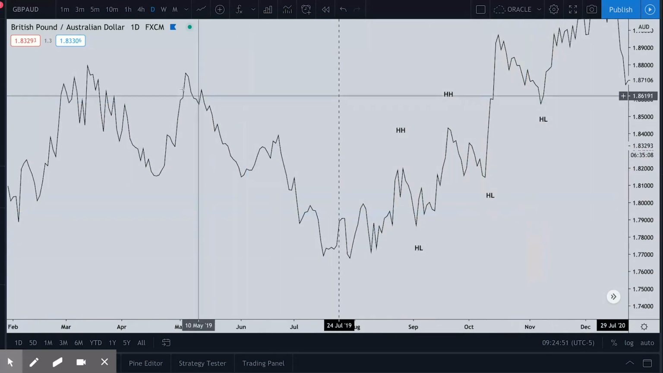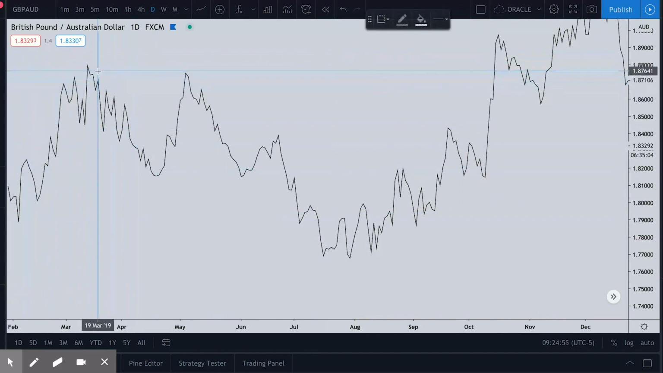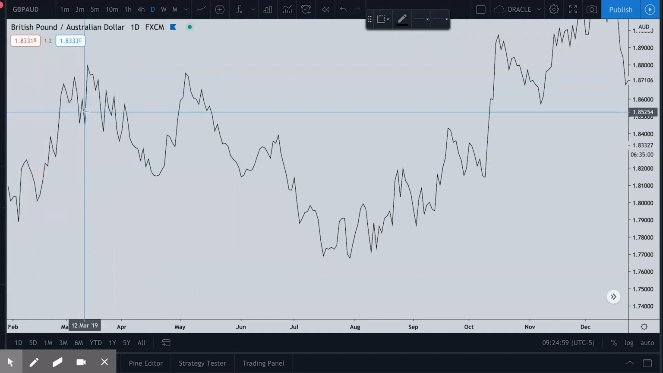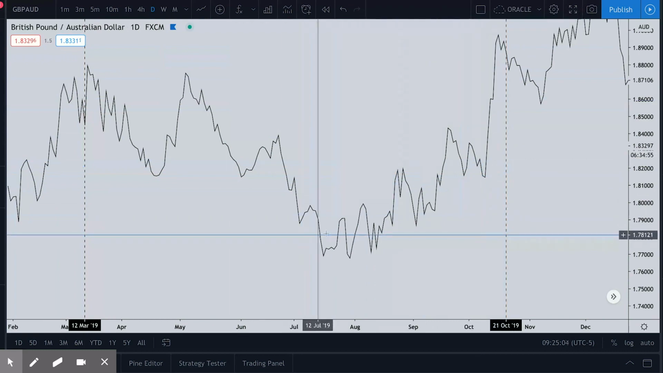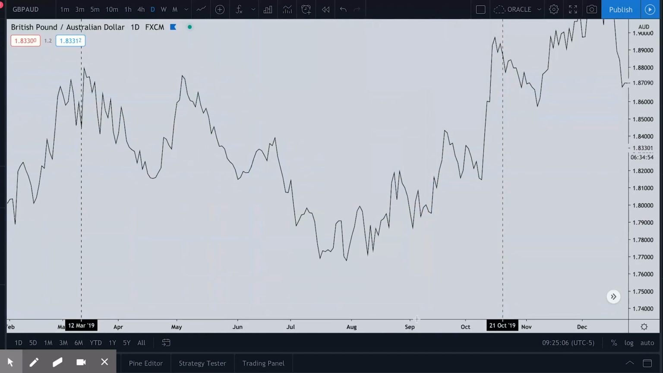Now, if we focus on the market from here, let me just clear the charts. If we focus on the market from this point, let me just plot this whole area out for us to focus on, from this point to, say, this point here. Okay, so this is what we want to look at.